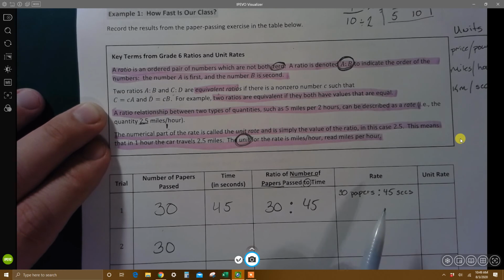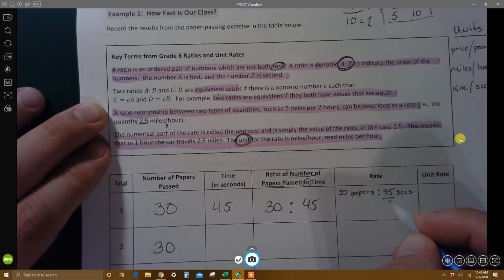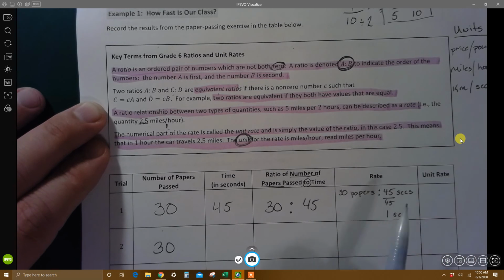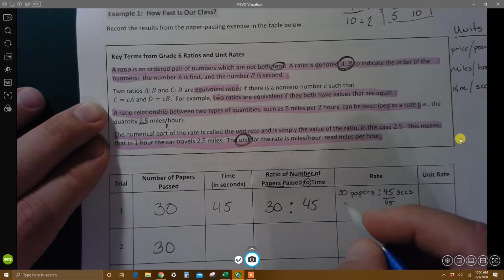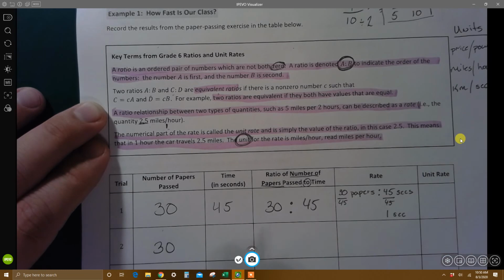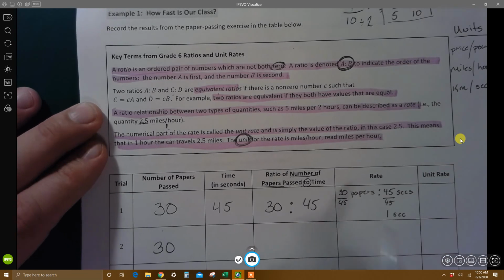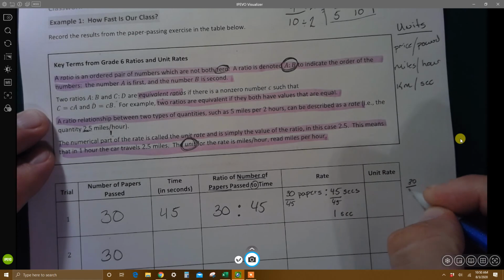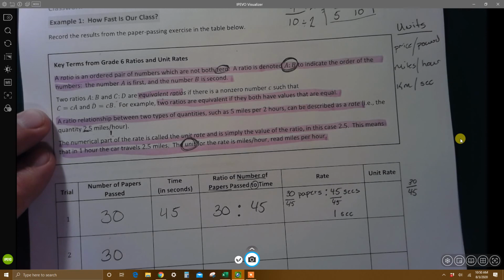Can I divide? Can I do 45 divided by 45? Okay, that's a great idea. So 45 divided by 45 gives me 1 second. Well, if I divided this side by 45, what do I have to do on this side? You're right, I got to divide this by 45 as well. Now, that looks like a fraction to me, 30 45ths. So can I simplify 30 45ths? Is there a number I could divide 30 and 45 by? Let's see, can I divide by 2? 30 divided by 2 is 15, but 45 ends in a 5. I can't divide by 2.